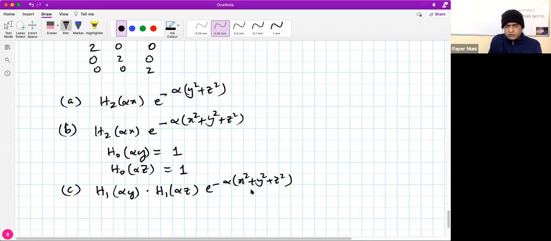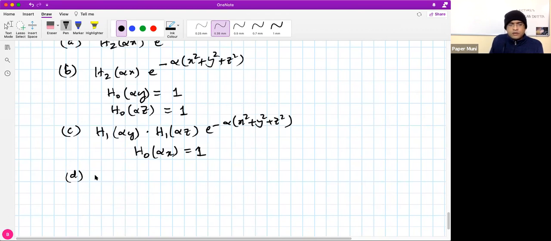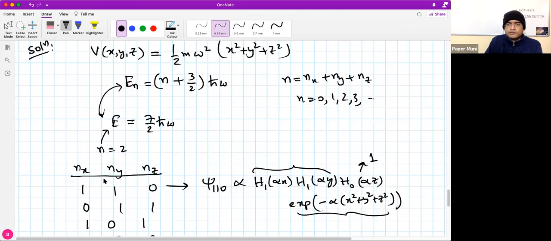square. So in this case also we can see that what is happening here is H alpha z is equal to 1. Okay, alpha x actually, not z, this is x. Okay, so this is also correct. It could be a wave function. Now the last option, what was the last option?